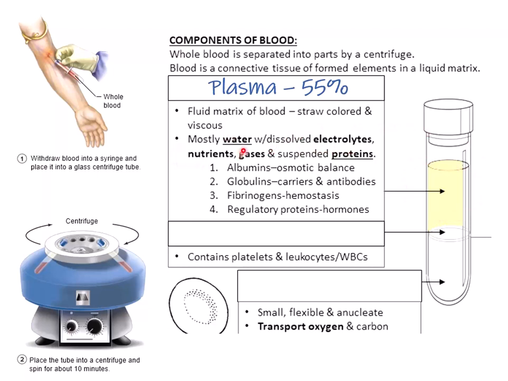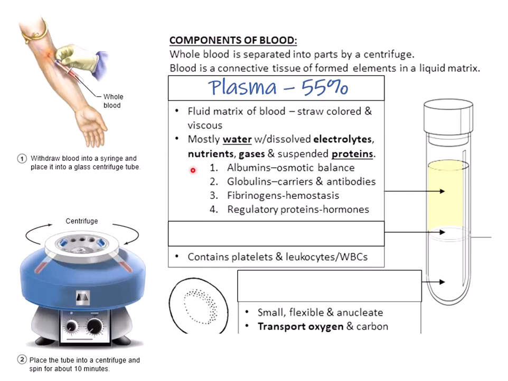Our nutrients are going to be carried in the plasma and distributed throughout the body. Our gases, so oxygen and carbon dioxide, and like I said, these proteins. We're going to learn about them. So albumin is a protein that is going to basically give blood its viscosity and also osmotic balance. If you remember, osmosis is the movement of water.